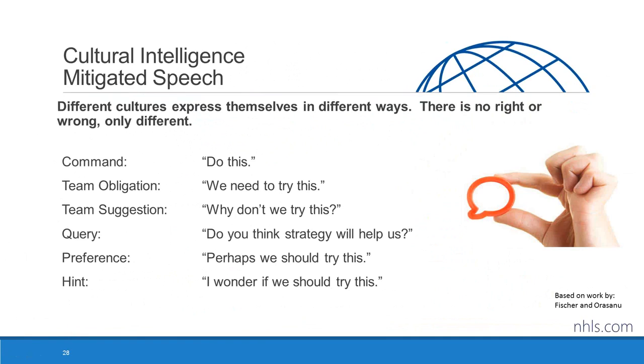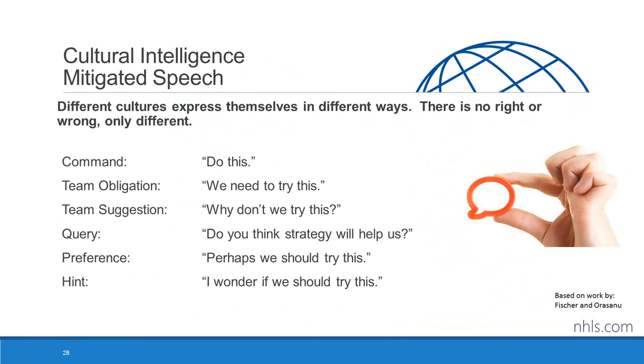Now, mitigated speech, this is something we have to be really careful of. All of these statements shown on the right mean the same thing. If you're in New York, or I'll say Boston, you want someone to do something, what do you say? Do this. Well, depending on where they're from, Asian countries are different with this, European countries are different. Everyone has their own, and again, there's no right or wrong, but their own general terminology for how they say things. Being from Boston, if I want you to do something, I'll say do this. But going all the way to the bottom, there are certain other cultures where they would say, I wonder if we should try this. That's a hint that they should do it.